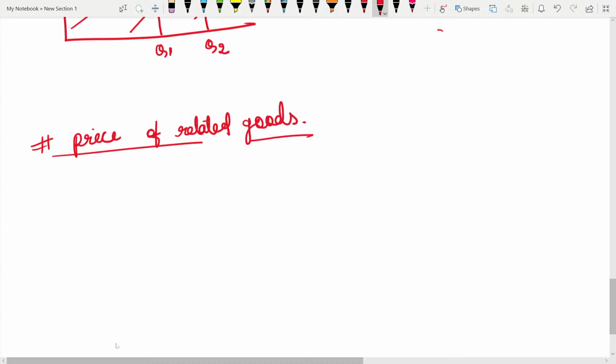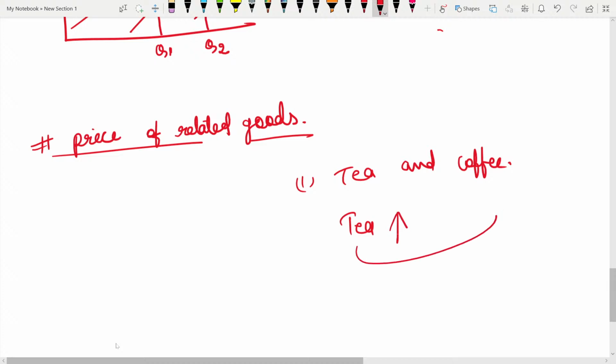I already told you many times that price of related goods will definitely come from those goods which are related to each other. Let's suppose an example of tea and coffee. So tea and coffee are related to each other. Whenever the price of tea has gone up, the consumer shifted directly to coffee and started to consume coffee.